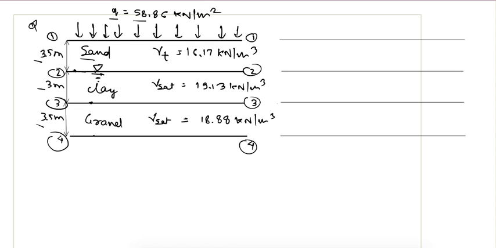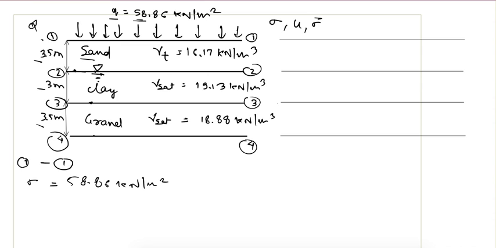And the water table is below 3.5 meter from the ground surface. So we have to plot the total stress, neutral stress and the effective stress diagrams. So let's find out these stresses on each of the sections, each of the four sections. So on section 1 total stress is just because of this overburden pressure. So it is 58.86 kilonewton per meter square.